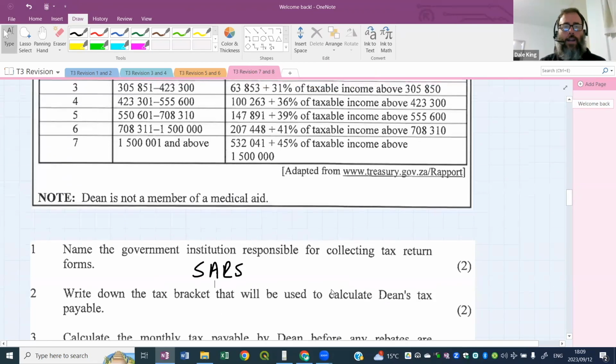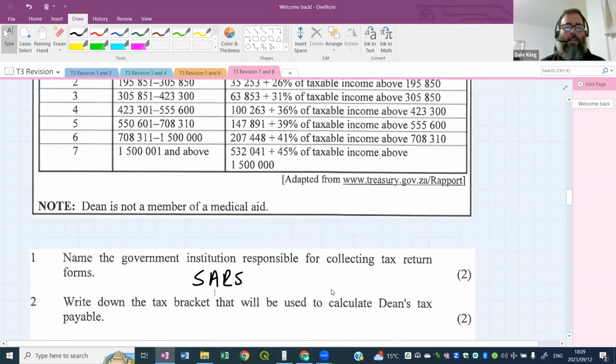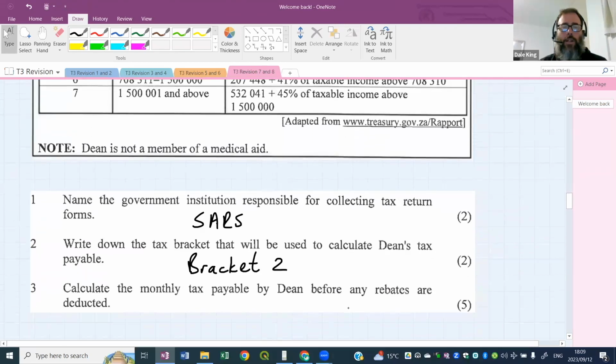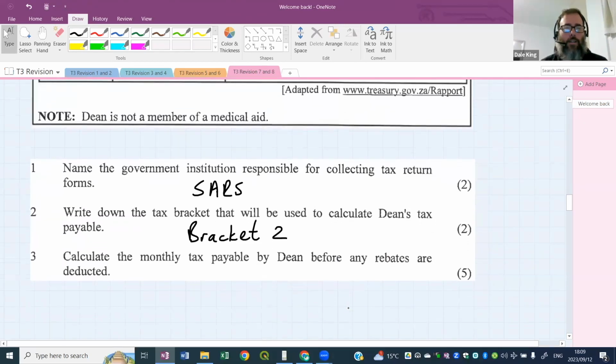Write down the tax bracket that will be used to calculate Dean's tax. You guys all said it already. It was bracket number 2. So let's write there bracket 2. That's what you guys told me. Absolutely good. So far, so good. What else do they have for us? Calculate the monthly tax payable by Dean before any rebates are deducted.